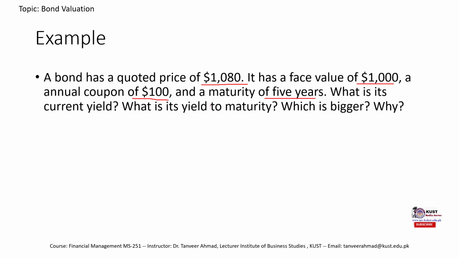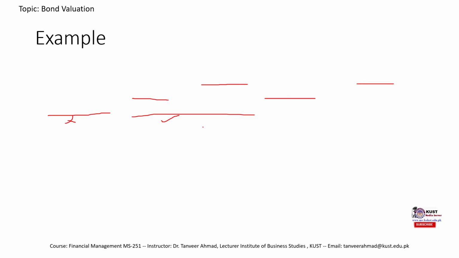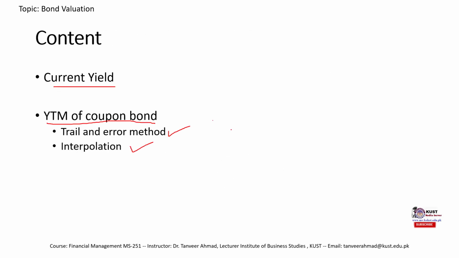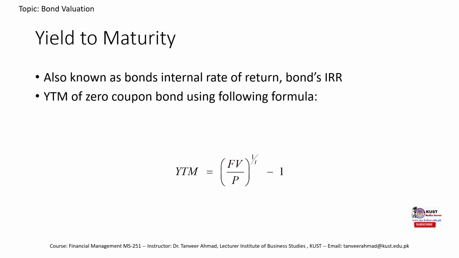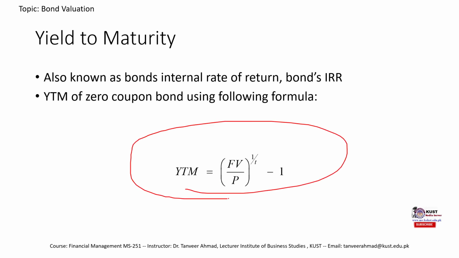What is the current yield and what is yield to maturity? So before we discuss current yield, we are going to discuss the concept of yield to maturity. We already know what yield to maturity is and how to calculate the yield to maturity in case of a zero coupon bond. Let me take you back towards that slide. This was the slide where we calculated the yield to maturity of a zero coupon bond. Now we are going to calculate the yield to maturity, the same concept, using the coupon bond.